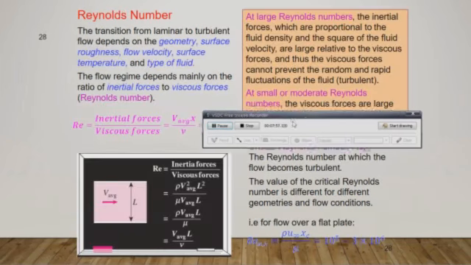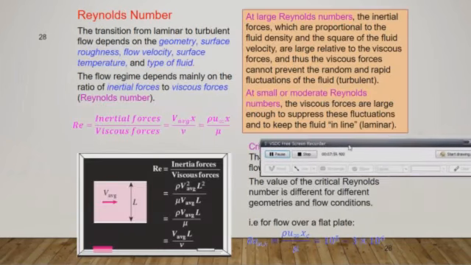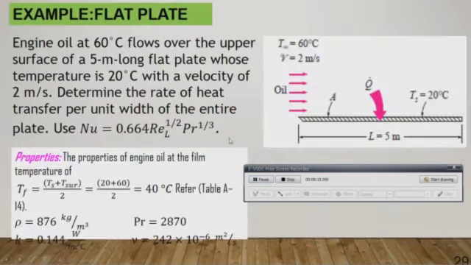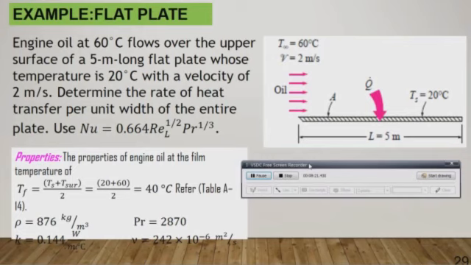Okay, next one, the Reynolds number. The Reynolds number should be very common from fluid mechanics. The Reynolds number is given by rho u x over mu, where x in this case is the characteristic length. Okay, so I will show you straightforwardly how to solve the forced convection equation.